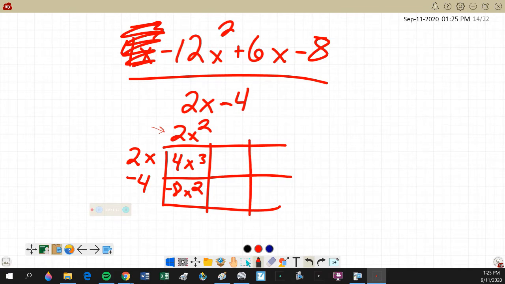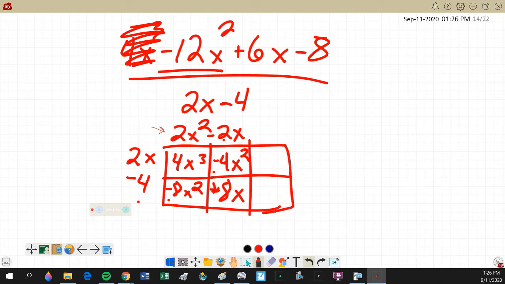Next one. This box and this box need to add to be negative 12. So negative 4x squared. I pull out a 2x, and I'm left with negative 2x. Is everybody good so far? Okay. Negative 2x times negative 4 is negative 8x. Oh, positive. Positive 8x. You guys wonder how I ever graduated college. Well, I graduated 3 times. That's how.